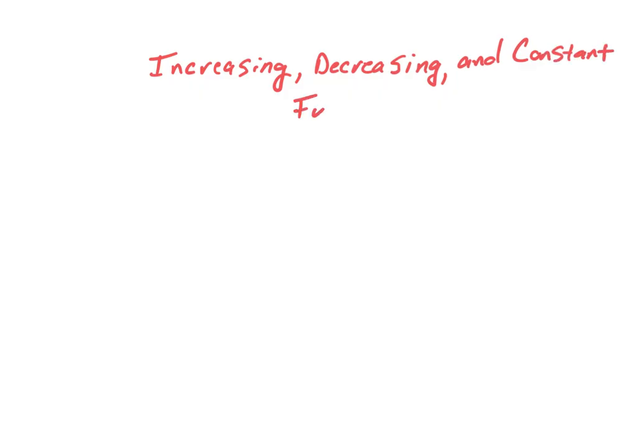Okay, another one that we're going to talk about today: increasing, decreasing, and constant functions. And so what we're going to look at on some graphs like this is where is it increasing, where is it decreasing, and then where is it constant. And you'll have some graphs that may have all three. You'll have some graphs that only have 2 out of the 3, and I'll show you some different examples here.